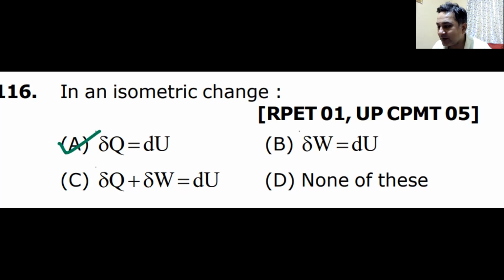Delta Q is delta U plus delta W. It's an isometric or isochoric change. Same volume. Work done is 0. That is why the answer is A. Do we understand this?